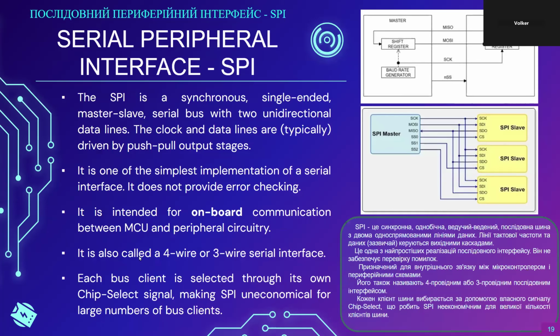Okay, I am getting to the SPI interface. SPI interface is a synchronous single-ended master-slave serial bus with two unidirectional data lines. The clock and data lines are typically driven by push-pull output stages. Again, I'm unpacking this here. Synchronous means it has a separate clock line. Single-ended means it doesn't have built-in error correction, and it is intended to be on the same circuit board together with the microcontroller.